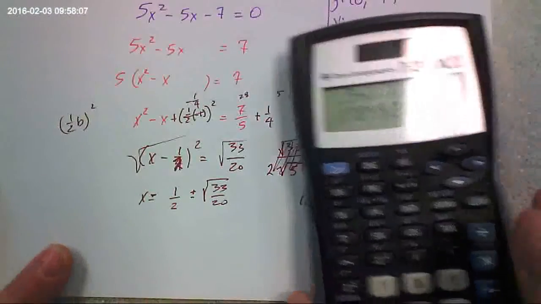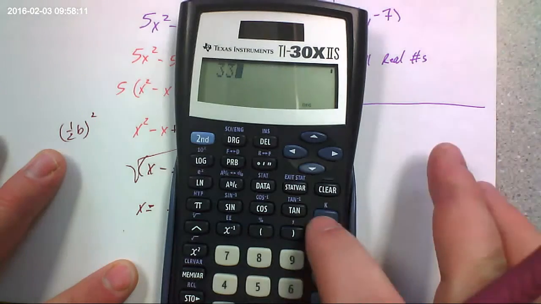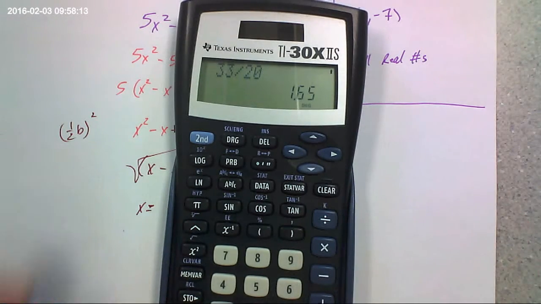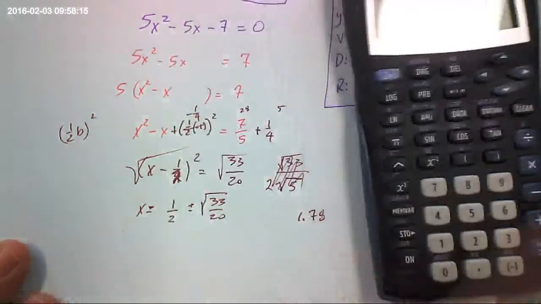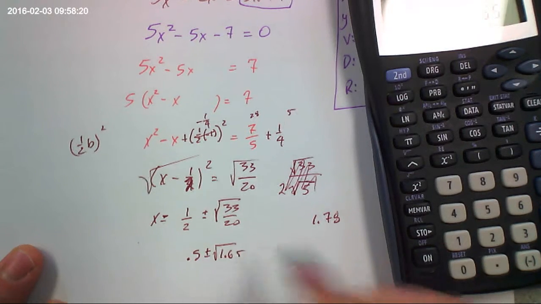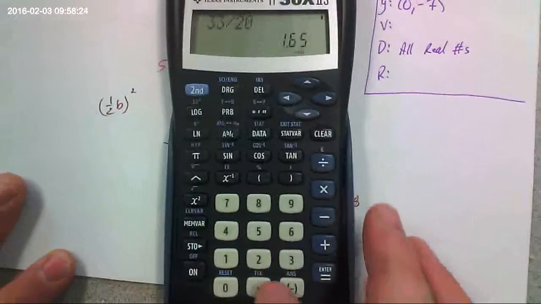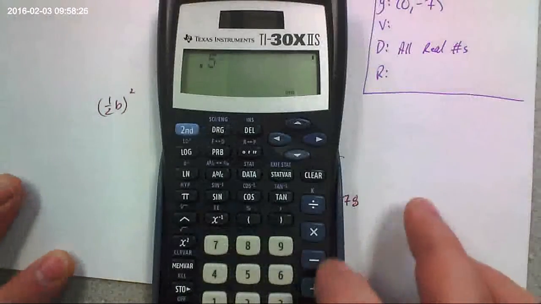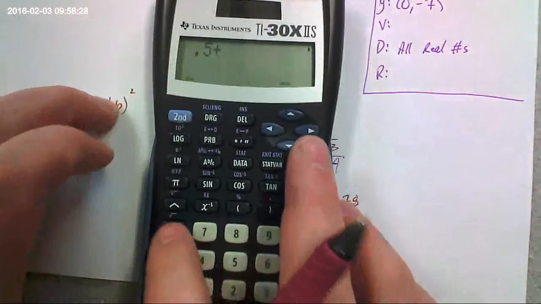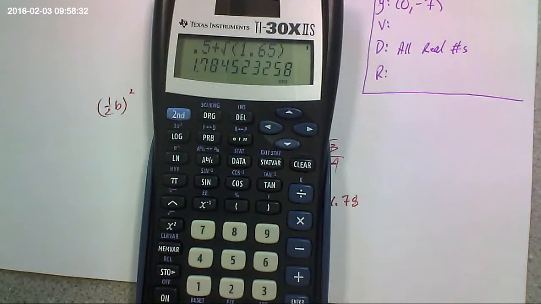Now watch, I'm going to be a little bit more careful this time because here's what I'm going to do. 33 divided by 20 is 1.65. Okay? So I could do it like this and see if I get the same thing, because I'm not sure if I used the calculator right. 0.5 plus the square root of 1.65. Whoa. You did get it. Same thing. Dang!